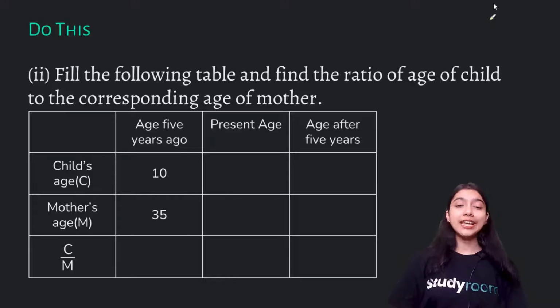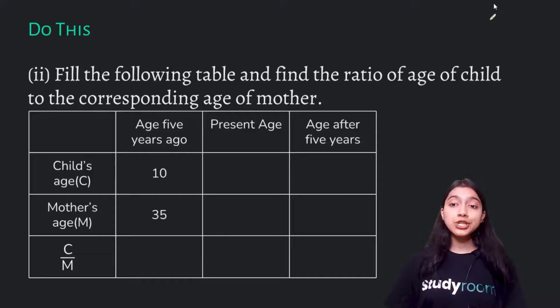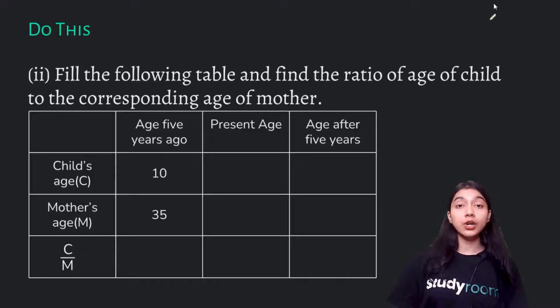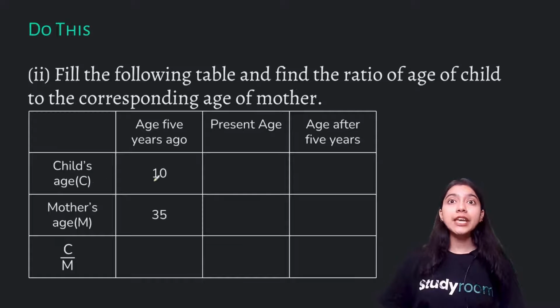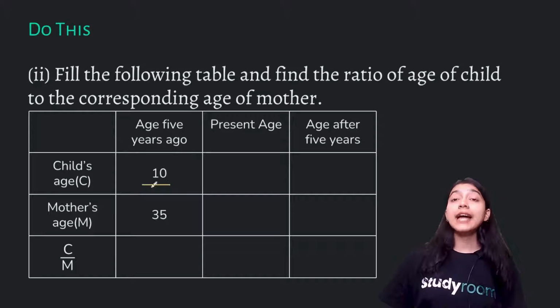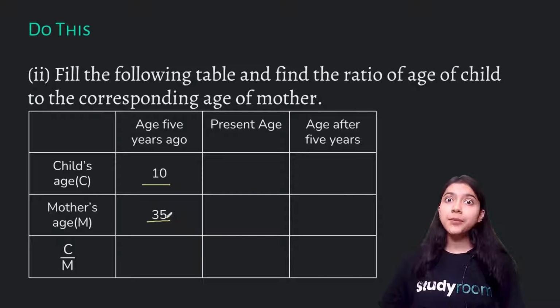Let's try solving another problem. So here we have to fill the following table with the ratio of age of the child to the corresponding age of the mother. So here the age of the child is represented with C and age of mother is represented with M. And it has been given that the age of the child 5 years ago was 10 and the age of mother 5 years ago was 35. So what will be their present ages?